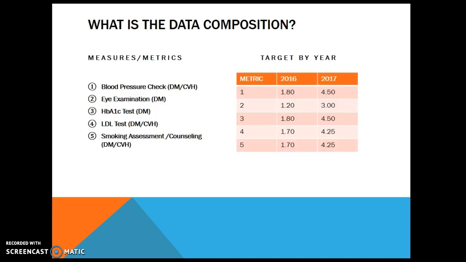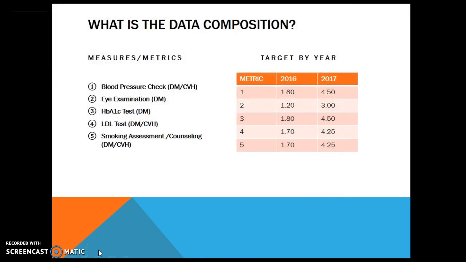So what is the data composition? We saw what the measurements were, and those are depicted on the left side of the screen, 1 through 5. And on the right side of the screen, we have a target for each metric that has to be hit for each year. So in year 2016, for metric blood pressure, the target was 1.8. In 2017, the target will be 4.5, and so on. And each metric has its own target.